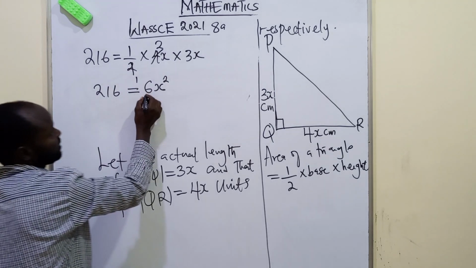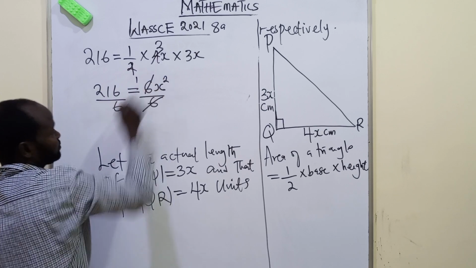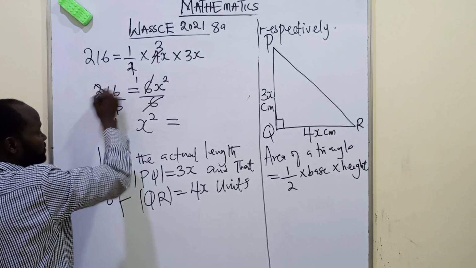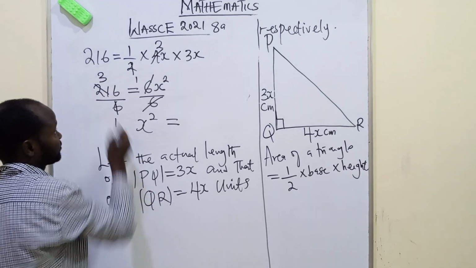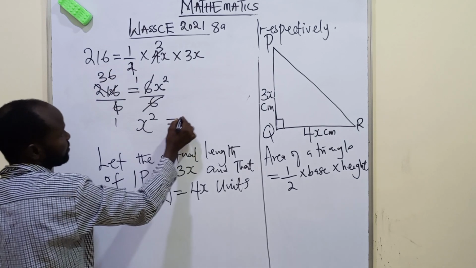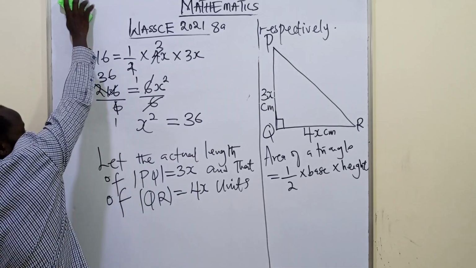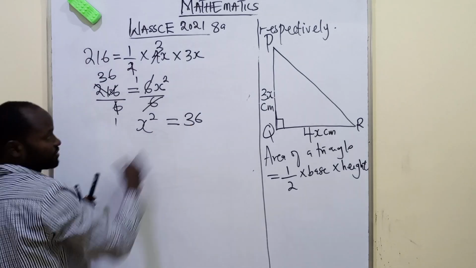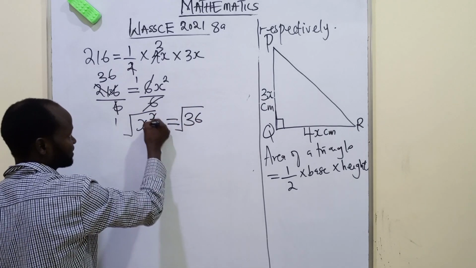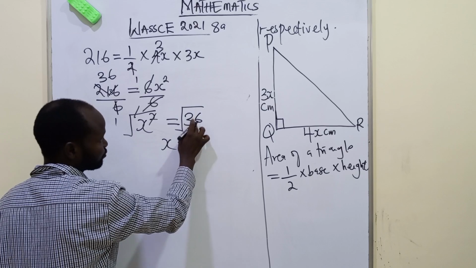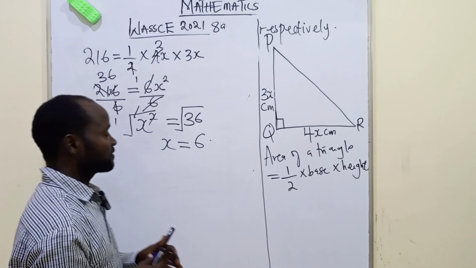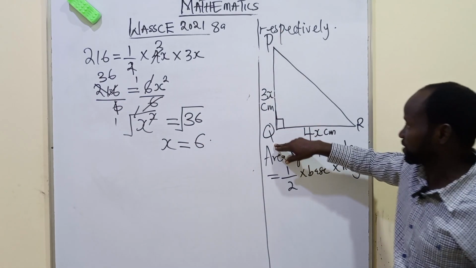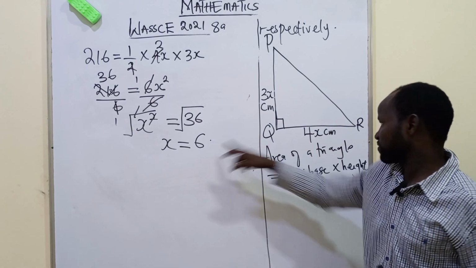Our aim is to find x, so we divide both sides by 6. We are left with x squared equal to 216 divided by 6. 6 into 21 is 3, that's 18. Remember 3. Then 6, that's 36. 6 into 36 is 6. We have 36. To find x now, we take the square root of both sides. We are left with x equal to the square root of 36, which is 6. So it means the actual length PQ will be 3 times 6, which is 18. It means P to Q is 18. Then Q to R will be 4 times 6, which is 24.